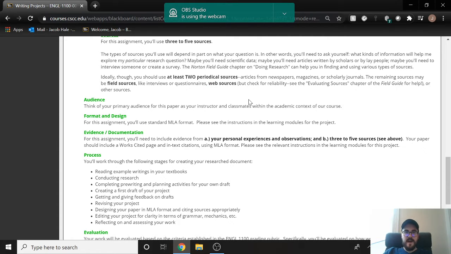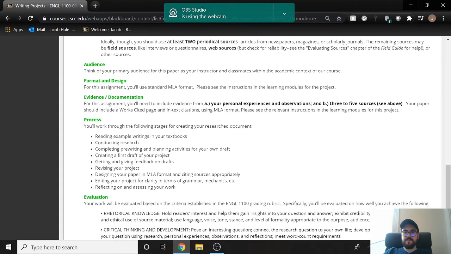So you can kind of mix and match the types of sources here, but aim for having at least two that are from newspapers, credible magazines, and scholarly journals. Your audience here is going to be me and your classmates. So kind of have us in mind as you are writing your essay.